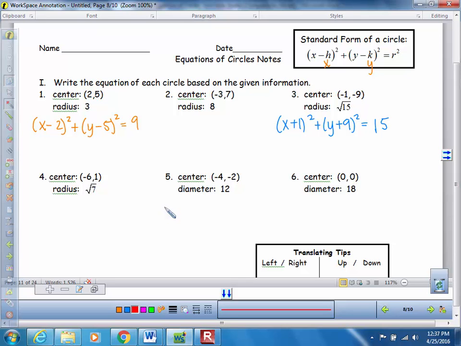Okay. What about 5? What's different about 5? It gives you the diameter instead of the radius. So what would we need to do there? Divide that by 2. And so our radius would actually be 6. So if we write our equation, that's going to give me x plus 4 squared plus y plus 2 squared equals 36.